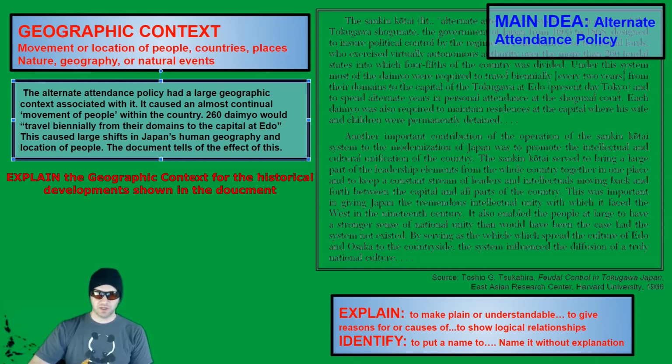The alternate attendance policy had a large geographic context associated with it. It caused an almost continual movement of people, that's our geography, right, within the country. And then let's do some textual evidence. 260 daimyo would, quote, travel biennially from their domains to the capital of Edo, end quote. This caused large shifts in Japan's human geography and location of people. The document tells of the effects of this, right? Movement and location of people.